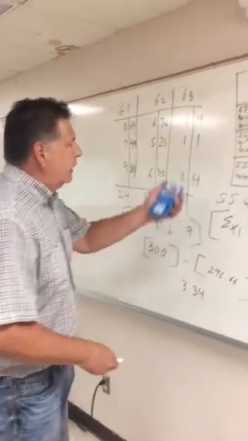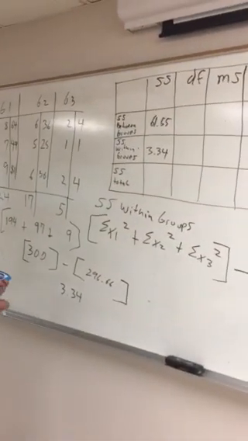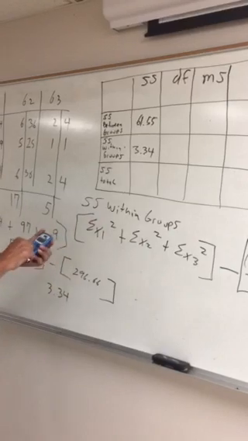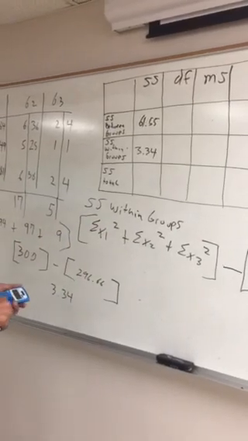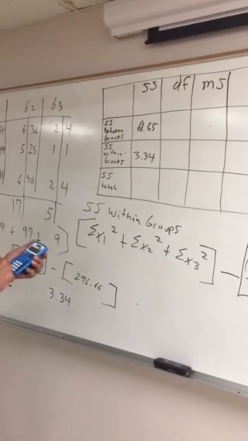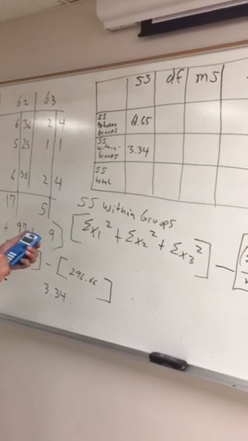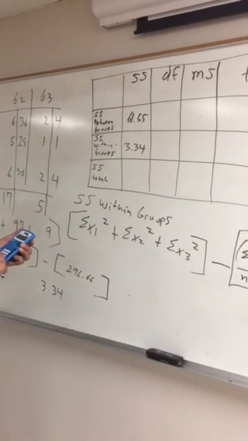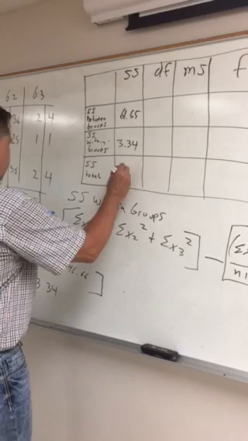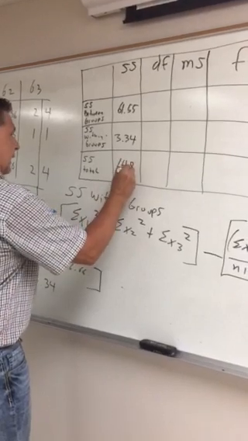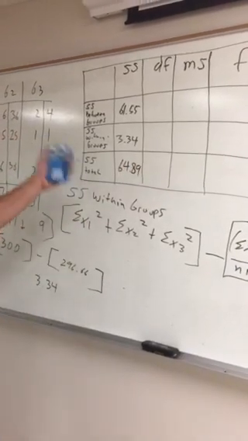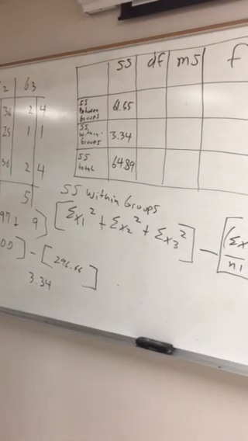So now I've got my sum of squares within groups, and now all I have to do is just add this up. And when I add it up, I will get 61.55 plus 3.34. That'll give me 64.89. Total is going to be my sum of squares total.